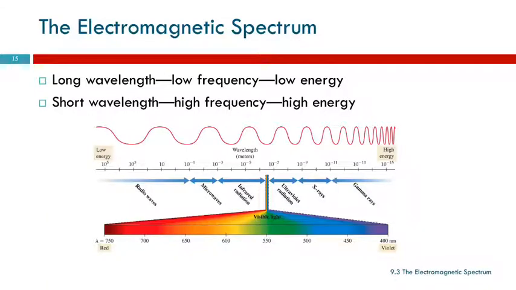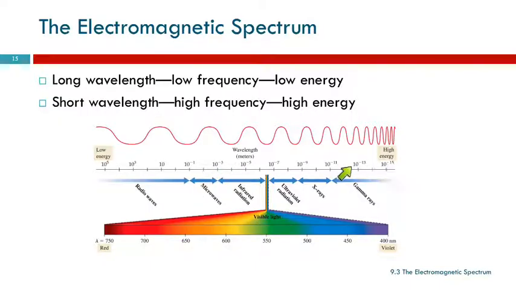So this is the electromagnetic spectrum. Here we have at the very top an illustration of a wave. And we see here the wavelength is long, and over here the wavelength is short. This is the low energy, and this is the high energy end.